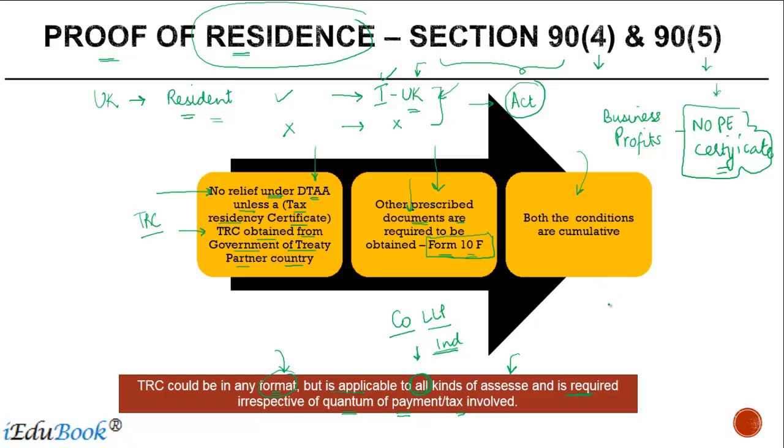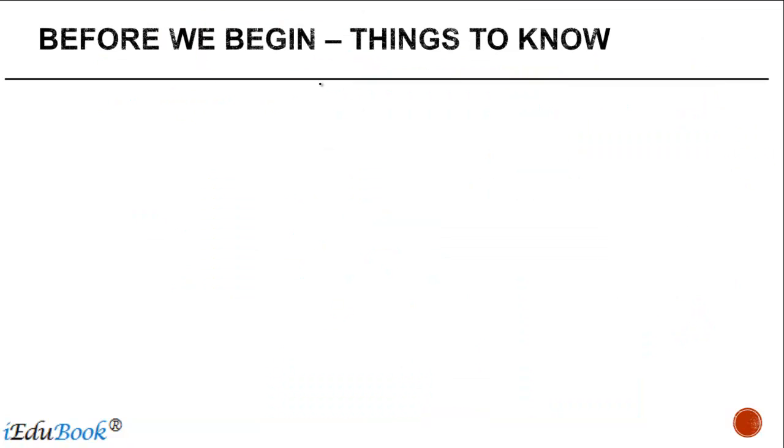Now, whether you are making a payment of $100,000 or $10 million doesn't make a difference. In both these cases, if you want to claim the benefit of the India-UK treaty, you have to have a TRC from the UK government, and you have to submit the other prescribed documents and information, some of which is given in Form 10F. Now, before we deep dive into the area of royalty and FTS, there are some basic things that you should know.